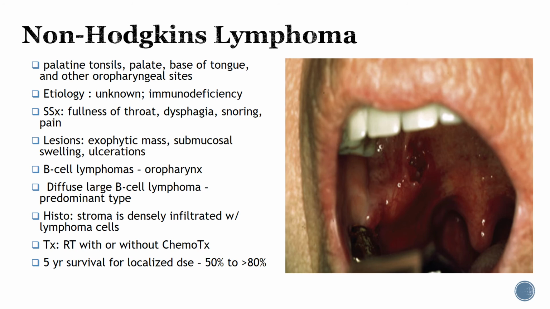Most non-Hodgkin's lymphomas in the oropharynx are B-cell lymphomas, and diffuse large B-cell lymphoma is the predominant type. Histopathologically, the stroma is densely infiltrated with lymphoma cells, which may vary depending on the histologic type. Treatment is based on radiotherapy with or without chemotherapy, depending on the histologic type and stage, and the 5-year survival rate for localized disease has been reported to range from 50 to more than 80%.